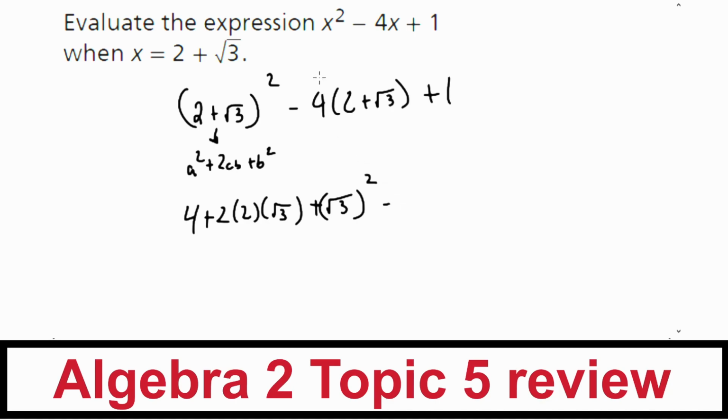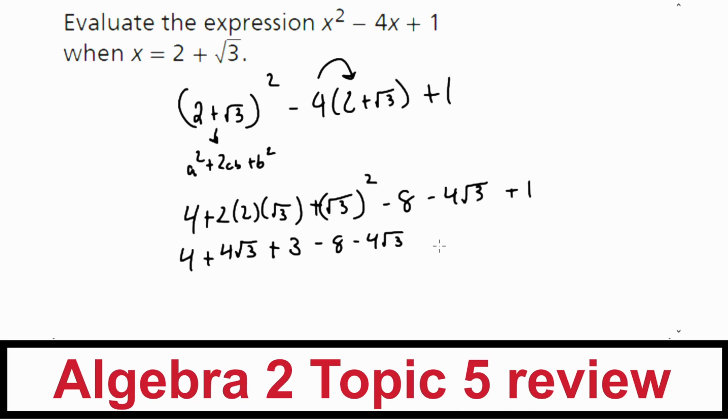Let's go ahead and distribute my 4 in. So this is going to be minus 8 minus 4 square root of 3 plus 1. Now I have 4 plus 2 times 2 is 4 times the square root of 3. This is already looking really nice for us. Square root of 3 squared. It's exactly like we said in the very first problem. Taking the square root and squaring something just gives me the base. Minus 8 minus 4 square root of 3 plus 1.